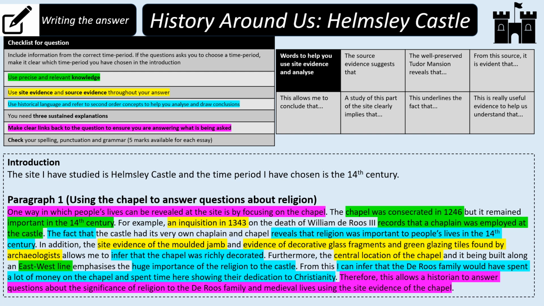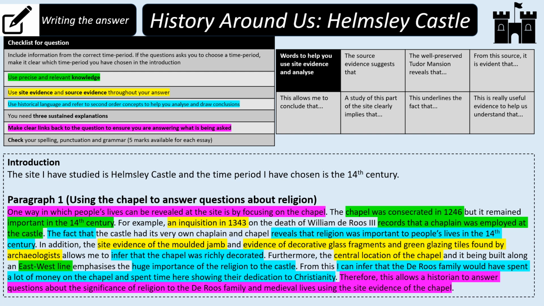In addition, the site evidence of the moulded jamb and evidence of decorative glass fragments and green glazed tiles found by archaeologists allows me to infer that the chapel was richly decorated. Furthermore, the central location of the chapel and it being built along an east-west line emphasises the huge importance of religion to the castle. From this, I can infer the de Roos family would have spent a lot of money on the chapel and spent time here showing their dedication to Christianity. Therefore, this allows a historian to answer questions about the significance of religion to the de Roos family and medieval lives using the site evidence of the chapel.